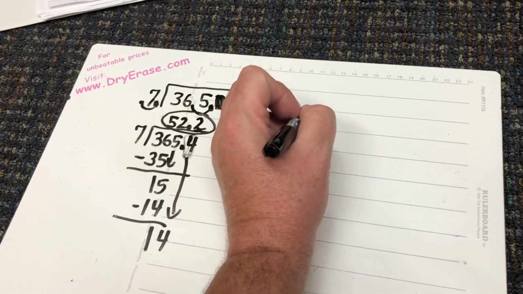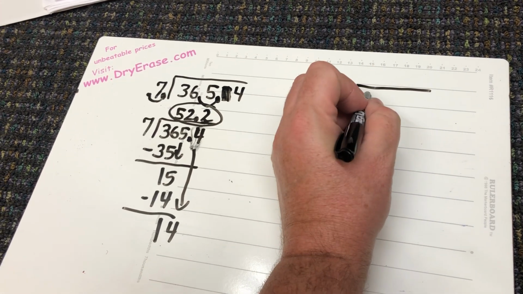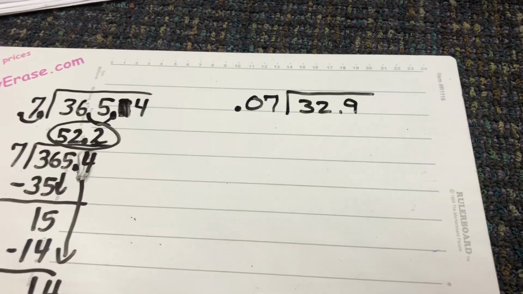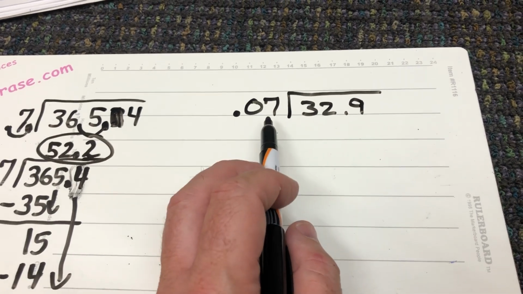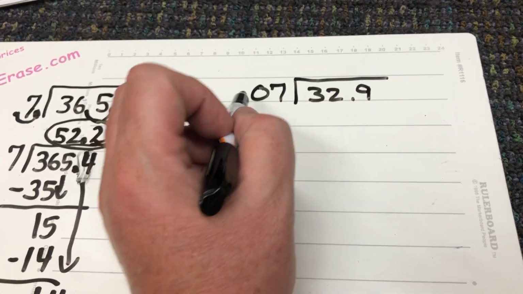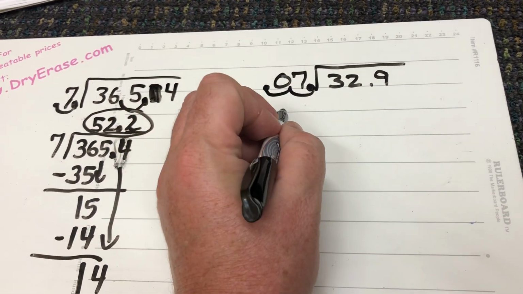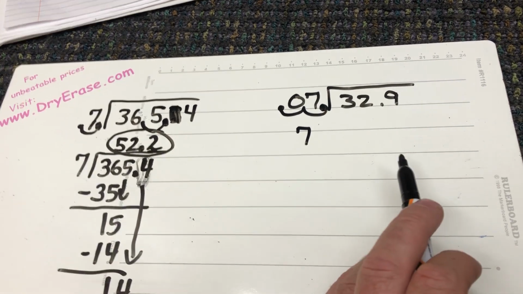Now, what if I get something that looks like this? 7/100, 0.07, going into 32 and 9/10. Well, the rule tells me first I've got to move the decimal in the divisor all the way to the right. So this one has to move once, twice to be all the way to the right. And that, once again, just like the first example, becomes a 7.